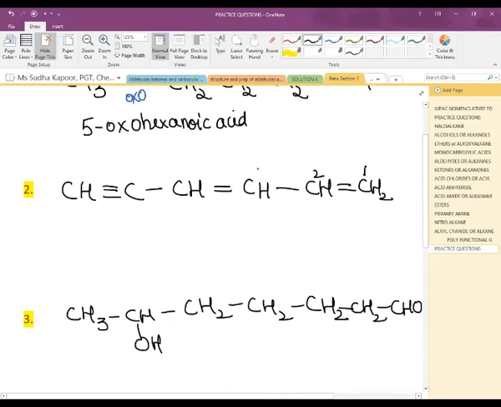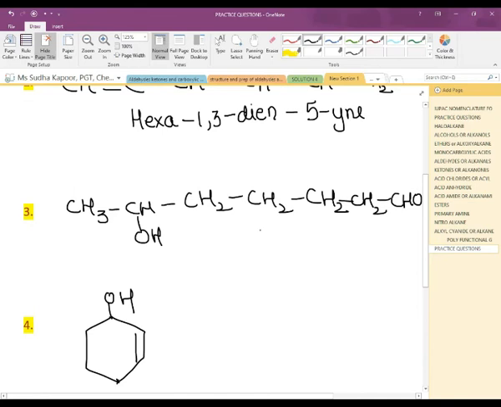Now coming to the second example, the double and triple both are present here. Double bond is given the preference. Now for the 6 carbon, we will call it hexa. The 'a' has to be written and 'ne' needs to be removed. Hexa-1,3-diene, and then we will write 5-yne. Hexa-1,3-dien-5-yne.